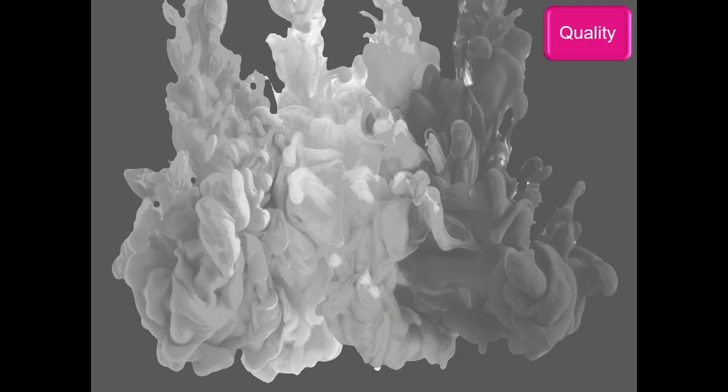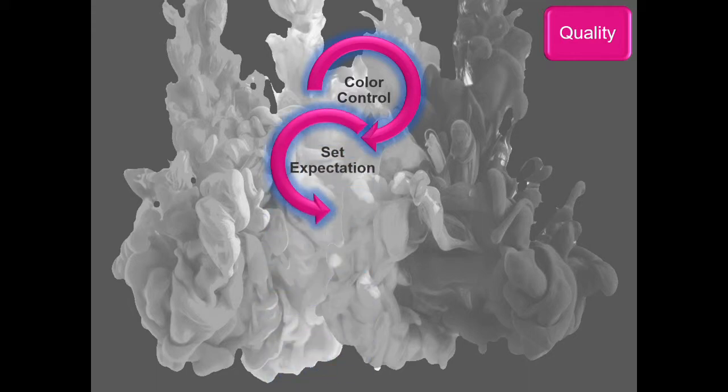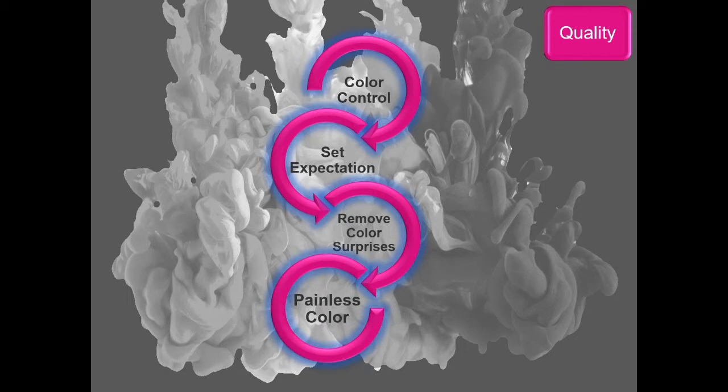So quality is both subjective and objective, but ultimately we need to be able to produce a product which is of the right consistency and quality in terms of colour, but is also repeatable. So we have quality control and we also have a product. If we have that, we can set expectations. We know what we can do. Or we can remove any colour surprises and hopefully make the colour workflow as painless as possible.